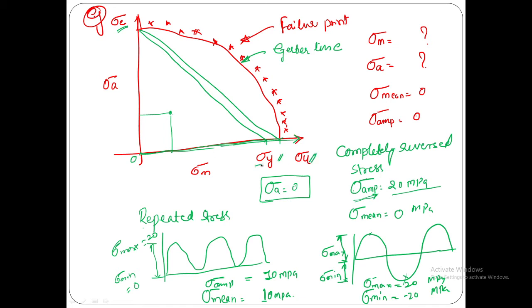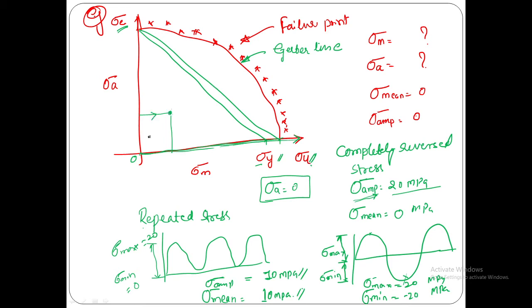You can consider sigma y or sigma u based on the material. Suppose the component falls between these two, as you said. Now if you consider this case, sigma amplitude equal to 10 megapascal, sigma mean equal to 10 megapascal, then the component comes under here.